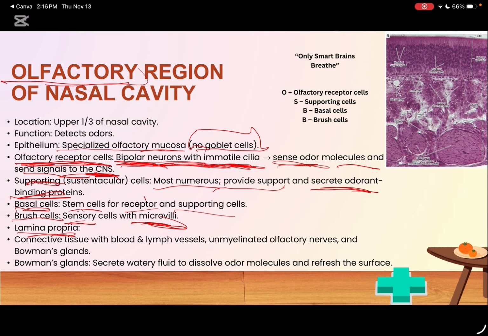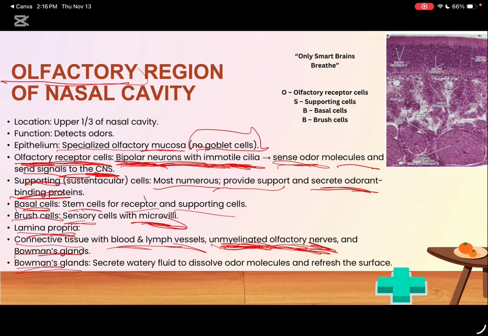The lamina propria is a connective tissue with blood vessels and lymphatics, and it contains unmyelinated olfactory nerves. You should know this. This is important. And Bowman's gland. What is Bowman's gland? Listen, Bowman's glands are very easy.